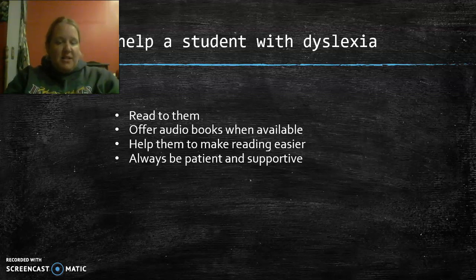How to help a student with dyslexia. This kind of goes with the memory loss thing too sometimes. But dyslexia basically is just reading words backwards or upside down or whatever. But the best ways to help them is to read the book to them or whatever it is that they're reading, read it to them, or offer audiobooks when you can. Just do whatever it takes to help make reading easier so that they can feel like they can accomplish what they need to do, and always be patient and supportive. That's the number one thing, is to have patience with all of these kids.